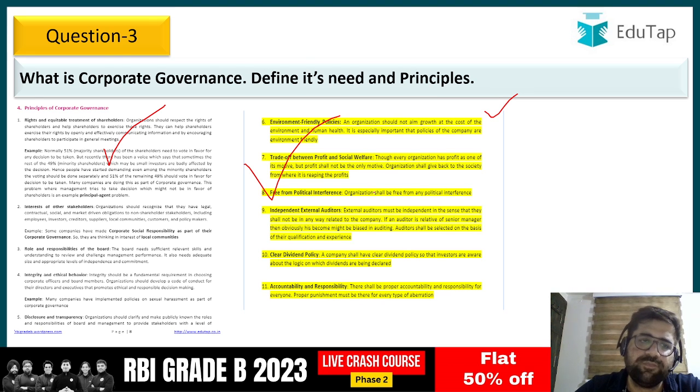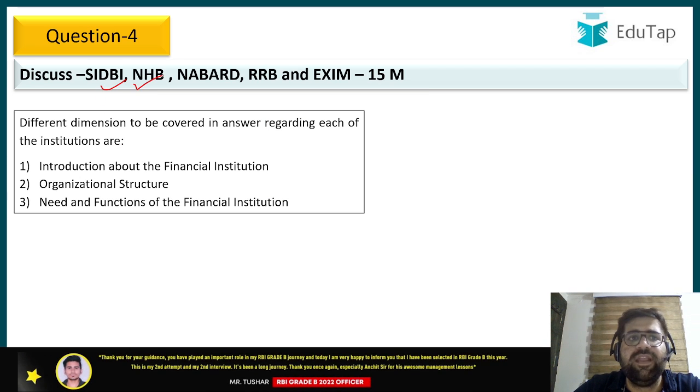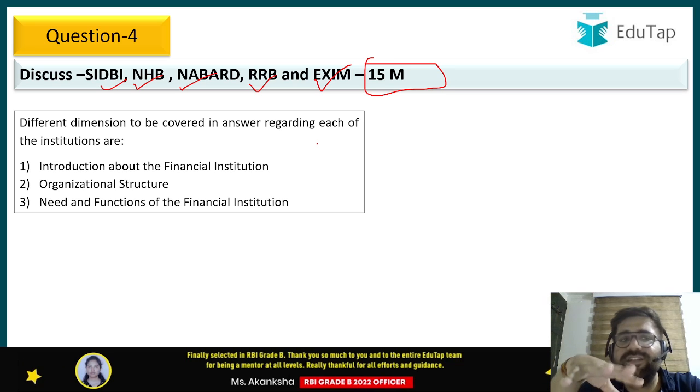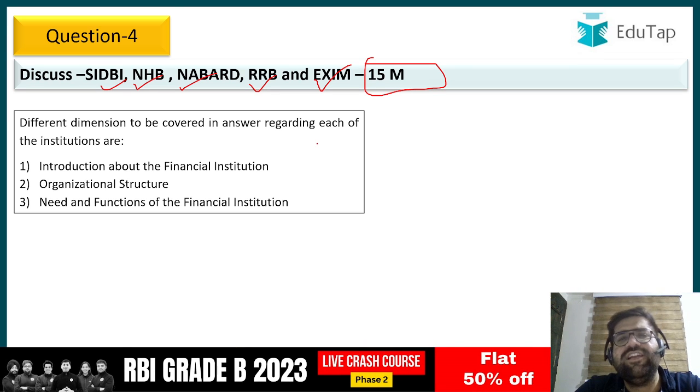Question number 4. Discuss about SIDBI, NHB, NABARD, RRBs and EXIM. Again, a very easy question asked regarding 15 marker. So again, it's a very easy question. You just have to define what is SIDBI, explain something about SIDBI, then go to NHB, discuss something about NHB, tell something about NABARD, then discuss regarding RRBs and EXIM. I would again say it is very easy. Direct question, nothing much open-ended.